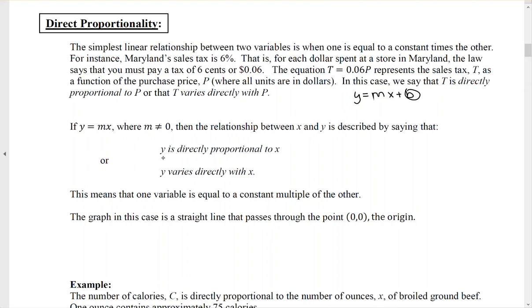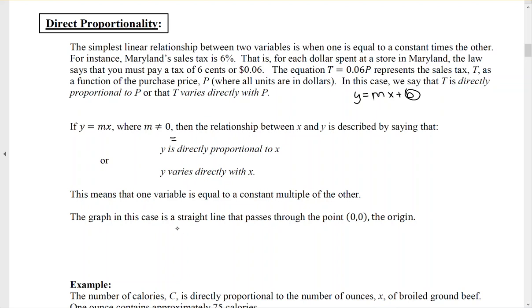Generally you'll see it as y is directly proportional to x, where "is" is our equals word. Y equals mx. Or y varies directly with x. Again, y equals mx. One variable is equal to a constant multiple of the other, and our y-intercept in this problem, y equals mx, the b is missing, it's actually 0.